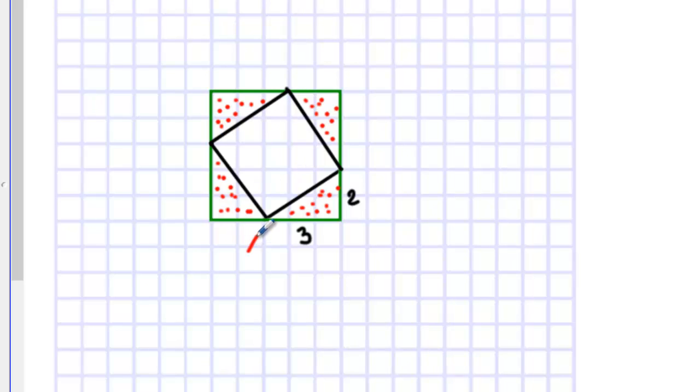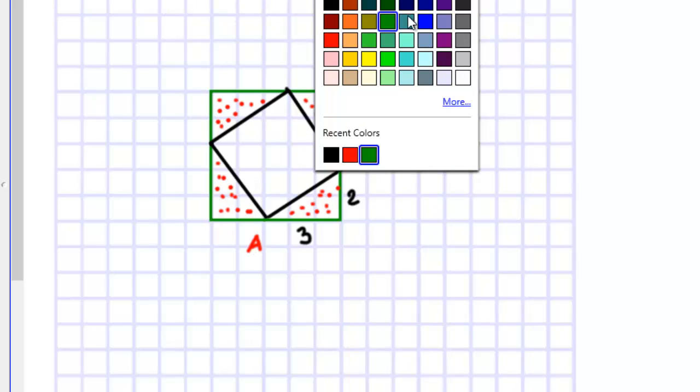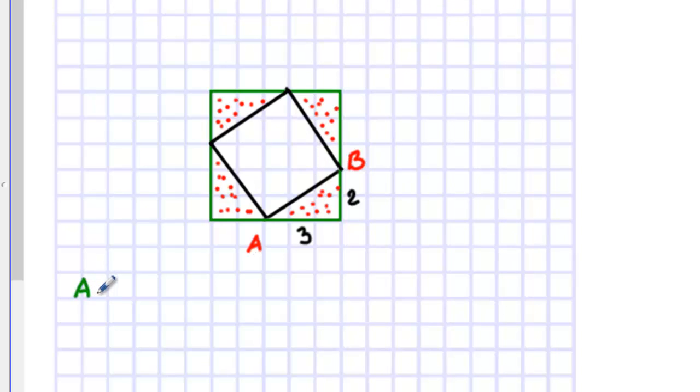So from the beginning, let's say we had AB. AB was the line that I don't know the length of, and this is what I'm looking for. So how can I get AB from all of this? First of all, I'm gonna choose the green color, and I'm gonna use the green color to find the area of the large square. The large square is in green, that's why I'm using the green.